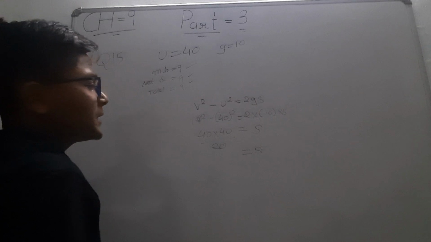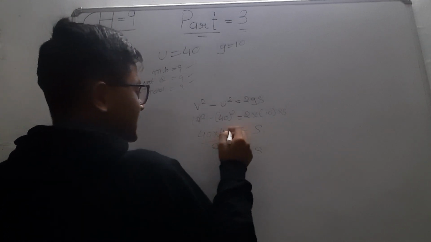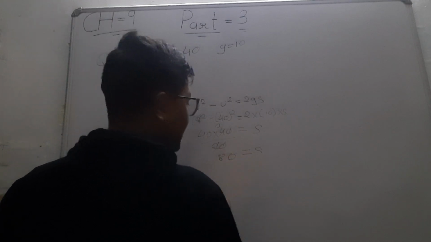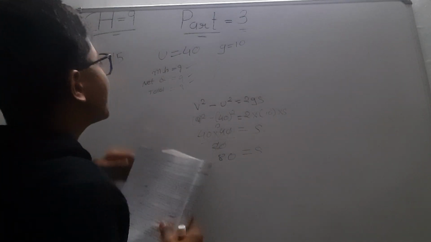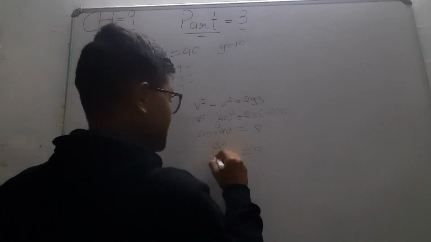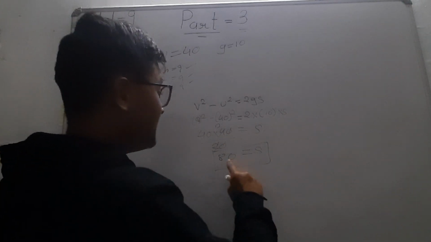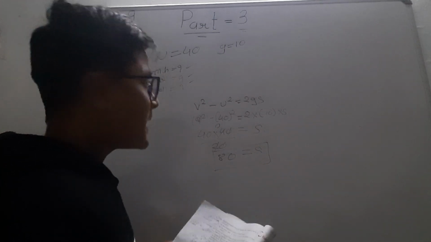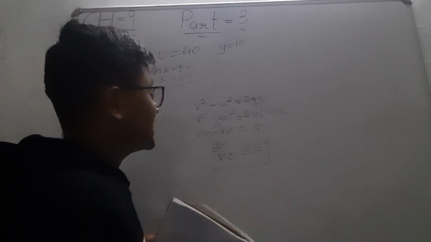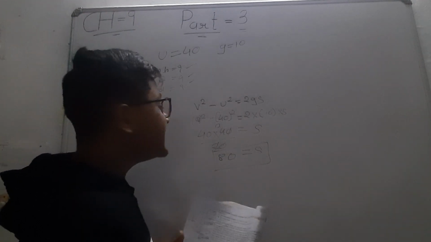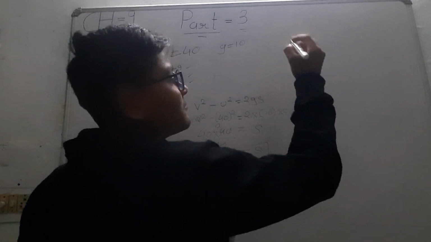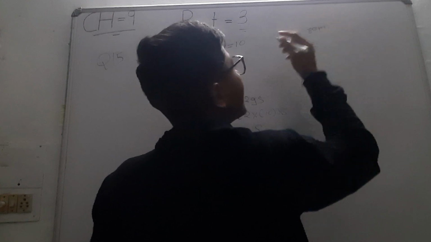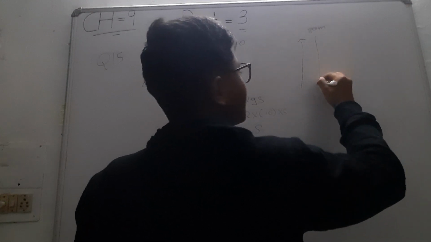So when you cut it, you will get 80. You will get the maximum height. We have found the maximum height that the stone has reached. Now we have to find the net displacement. What is net displacement? We have thrown the stone, it reached 80 meter height and came back down the same 80 meters.